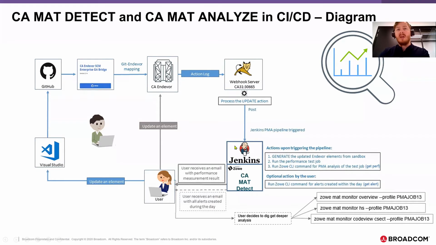CI/CD pipeline that is being orchestrated by Jenkins, and that is where CA-Med Detect as part of performance on commit comes in place and collects the performance metrics. I will walk you through the details in the actual pipeline, but at this stage, Michelle can already use get performance commands or get alert commands to get some metrics directly from the CLI.